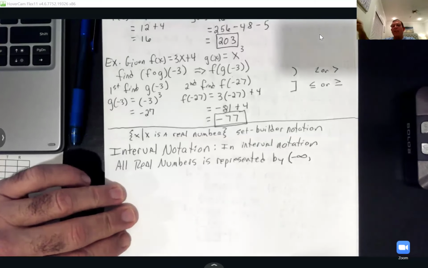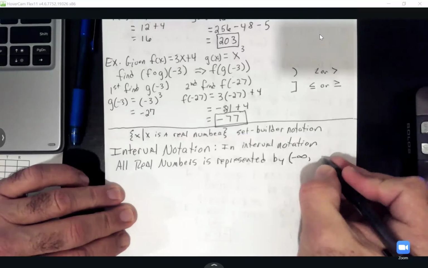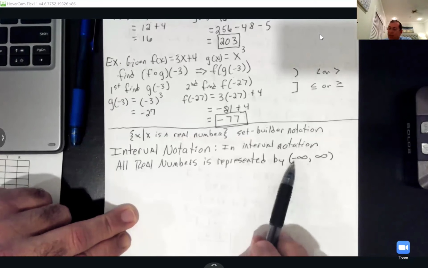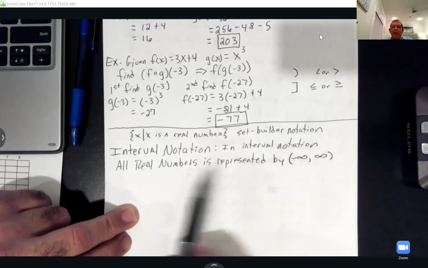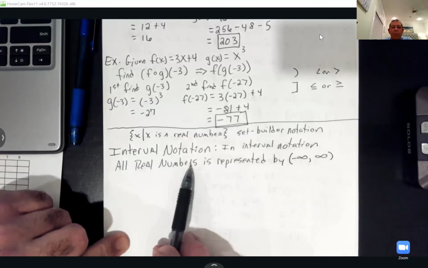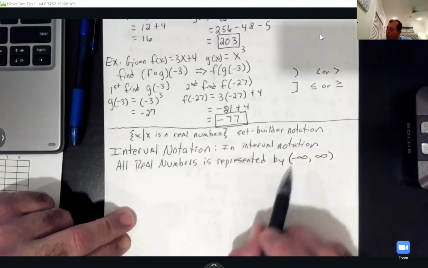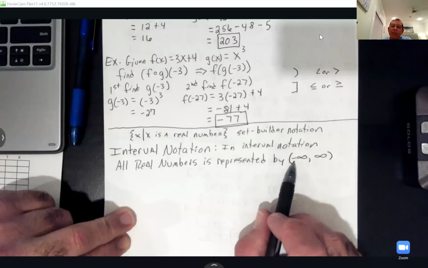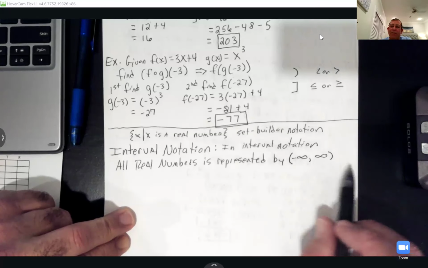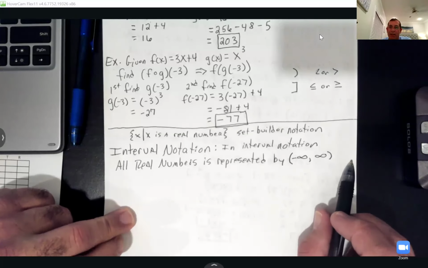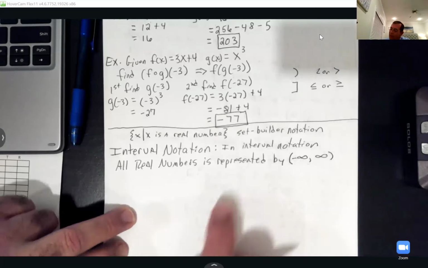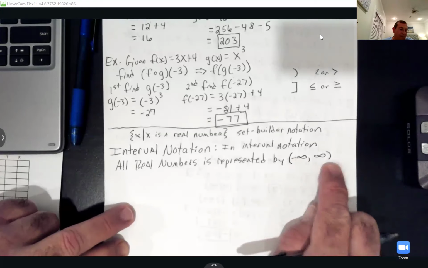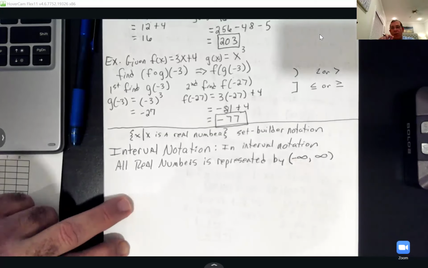Now, if I'm headed off to the right, I'm headed in the positive direction. I'm headed towards positive infinity. So if I give you negative infinity to infinity, that represents all real numbers. Now, the reason they don't have brackets on these infinities is because I can keep getting more negative and negative or more positive and positive, okay? So this is how we represent all real numbers: negative infinity to infinity. But what if I want to exclude a number?